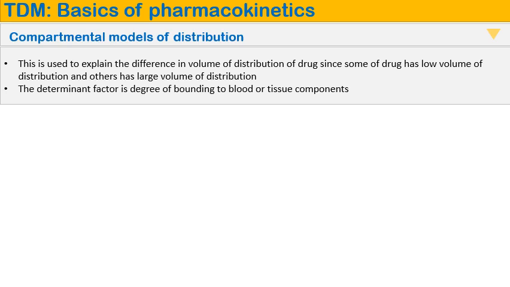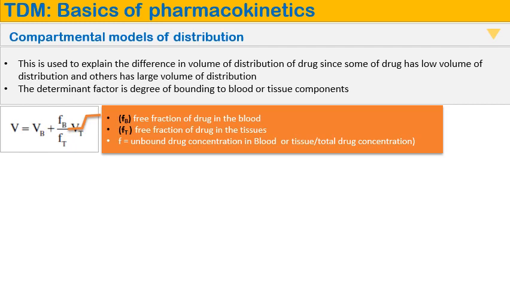The determinant factor for distribution is the degree of binding to blood or tissue components. This is the biological equation to determine the volume of distribution: the volume of distribution is equal to the volume of blood, which is about 5 to 5.5 liters, plus the fraction unbound (free fraction) in the blood over the free fraction in the tissue, multiplied by the volume of tissue or peripheral tissue. Okay.